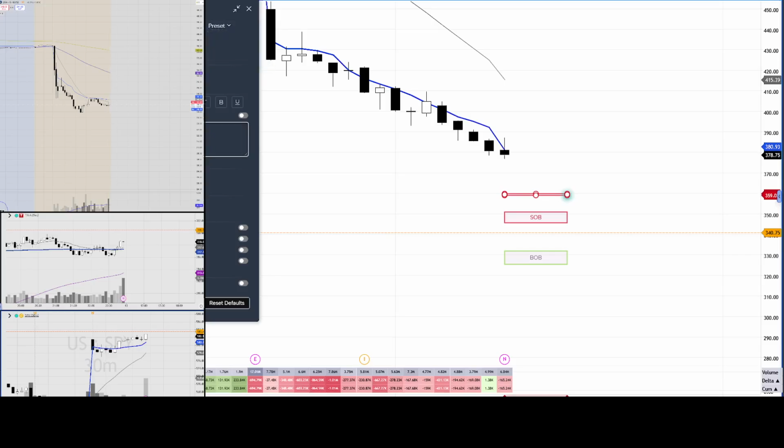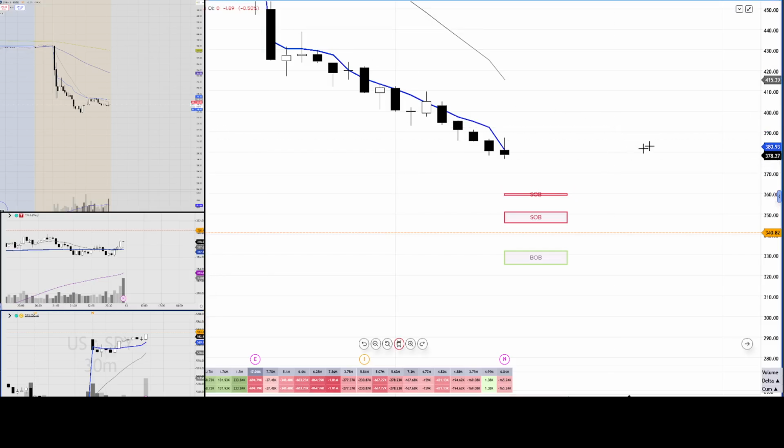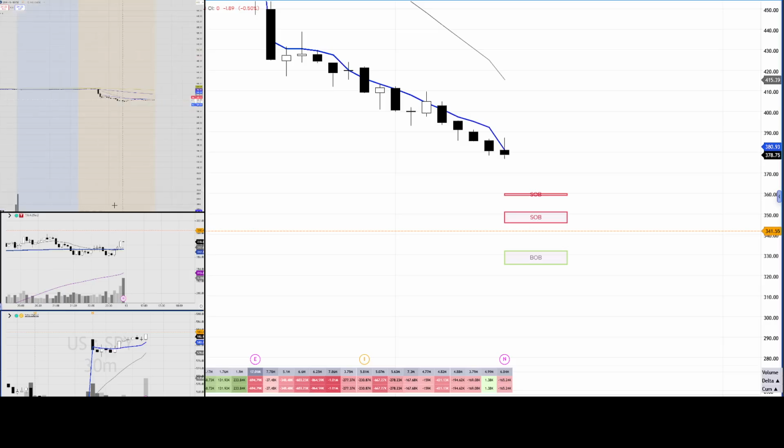Let's just leave this. We can write sell order block, maybe the 360 tight area. If we look at SR channels, it won't say anything because it's not necessarily a range.